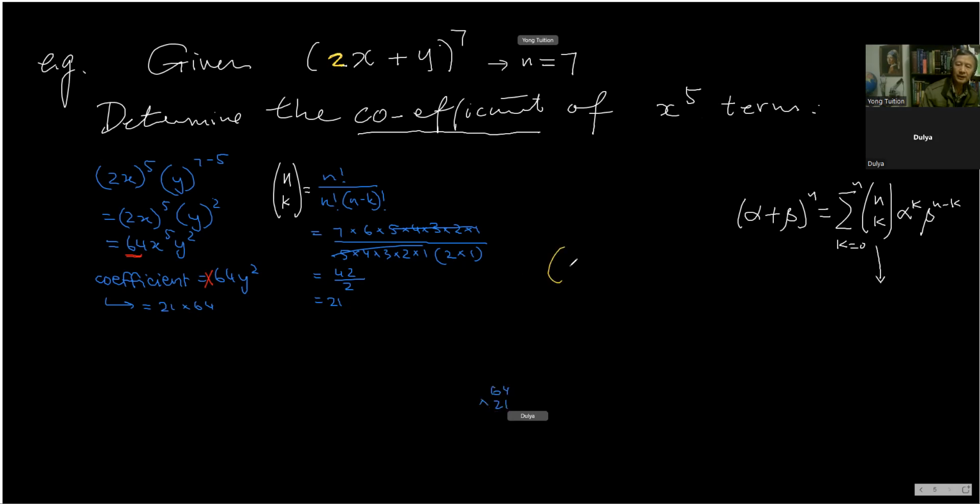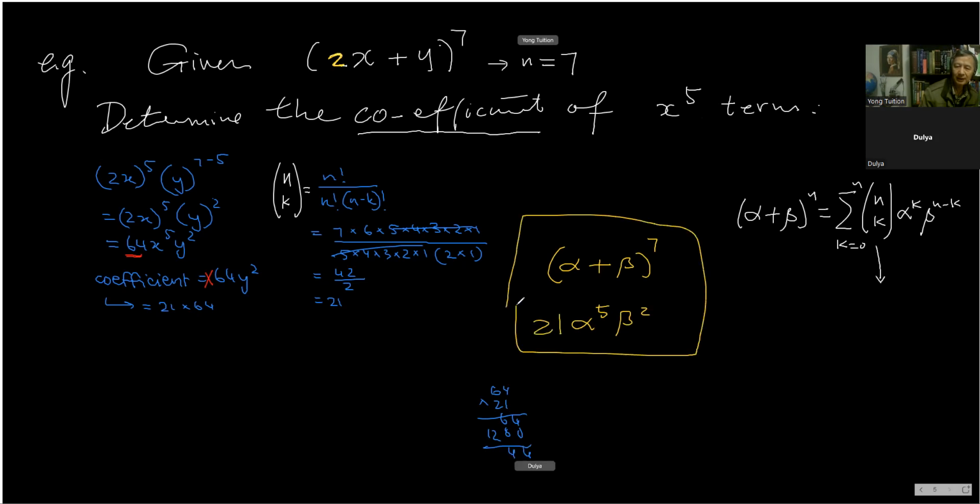If the question is (alpha + beta) to the power of 7, then the coefficient of alpha to the fifth and beta squared is 21. You know what I mean? That is a typical question in this context. How do we work on that one? Yes, it's a huge number. You have this calculator.